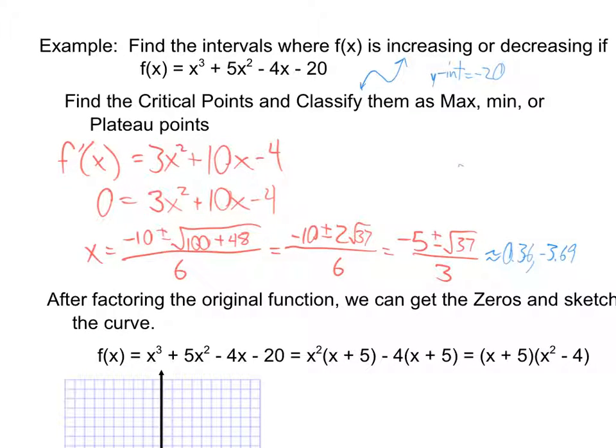It was x cubed, someone help me out, was it plus 5x squared minus 4x minus 20. So there we have negative 20.74. Now I know 1 point on our graph, and it is a critical point. All of these are critical points, but it might be a max, it might be a min, or it might be a plateau point. So we have the 0.36, and we got negative 20.7.